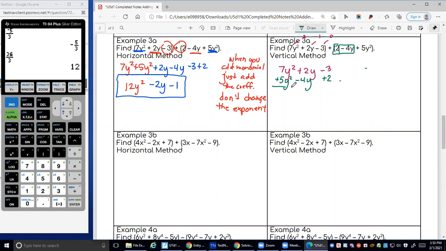And just double check. Okay, it's in the right order, right? And these are all like terms. And so 7 plus 5 is 12. 12y squared. And you got 2y minus 4y, negative 2y. And then negative 3 plus 2, negative 1. And there you go with this.